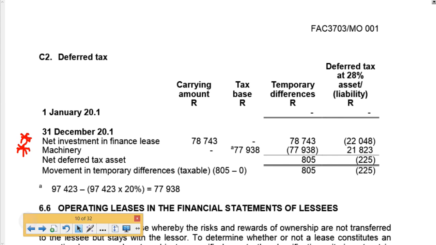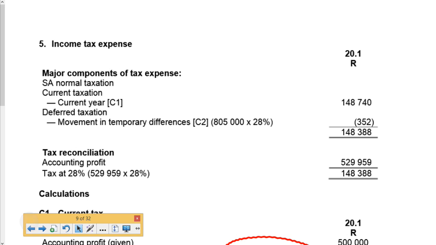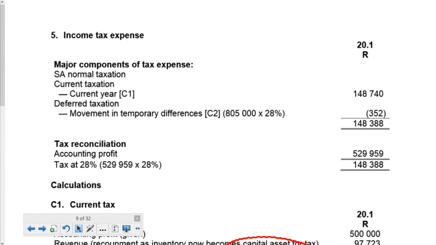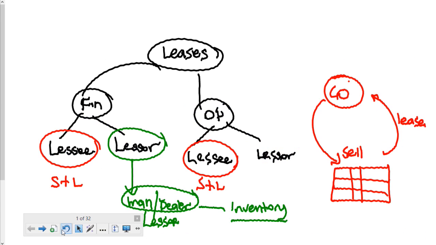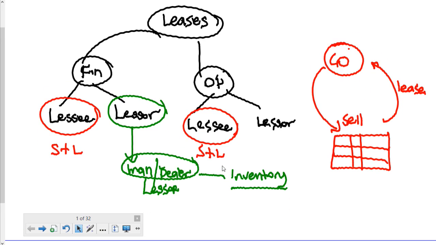Remember I said to you at the beginning of the lecture that our lecture today is going to be all about profit. So if I just go back to the beginning here, I said we're going to look at sale and leasebacks and manufacturer, dealer, lessors, because in both of these transactions, there's a profit on sale of an asset, and we need to figure out what to do with it, right?